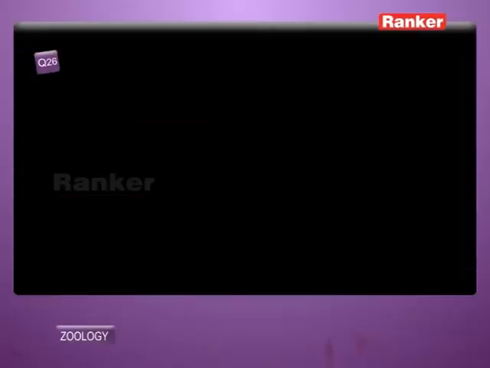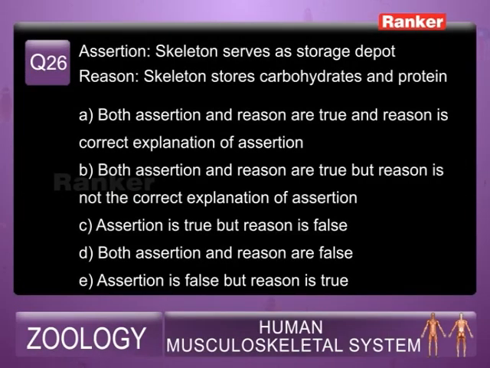Question 26 is here for you. Assertion: skeleton serves as a storage depot. Reason: skeleton stores carbohydrates and proteins. A. Both assertion and reason are true and reason is the correct explanation. B. Both assertion and reason are true, reason is not the correct explanation. C. Assertion is true but reason is false. D. Both assertion and reason are false. E. Assertion is false but reason is true.